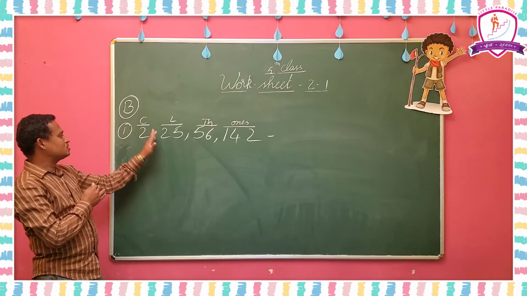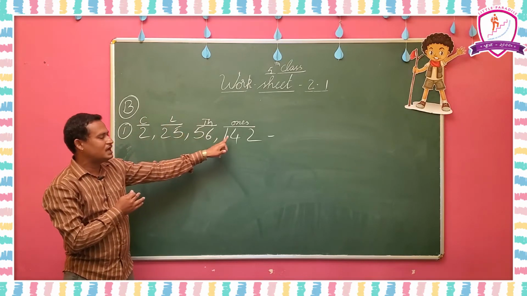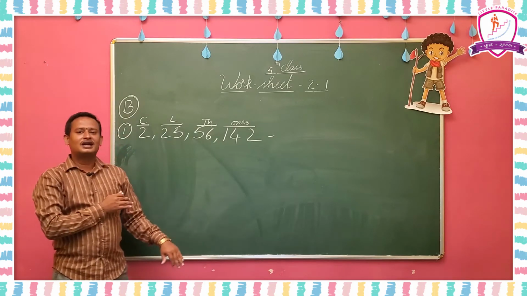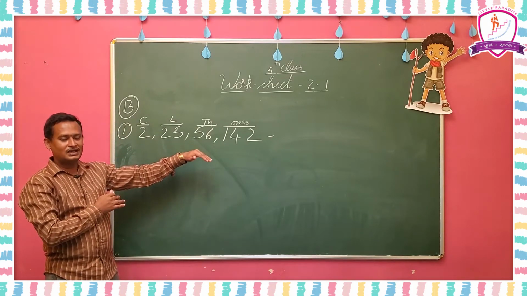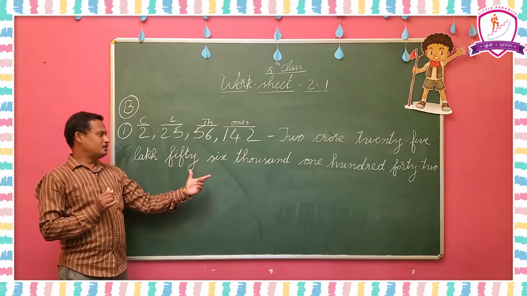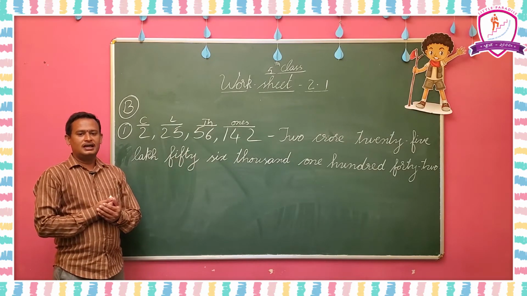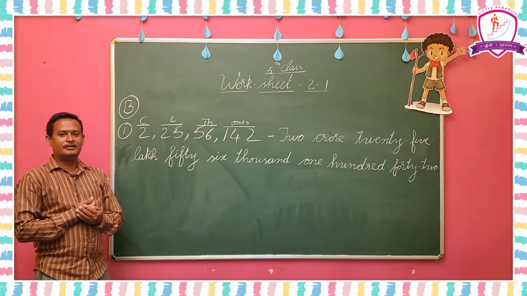Like the 2 crores 25 lakhs 56,142. Like that you have to read, like that you have to write. Now I am going to write the number name for this. Observe this. So like this you have to write the number name for the number. Understood? Next I am going to explain the next Roman, C Roman.